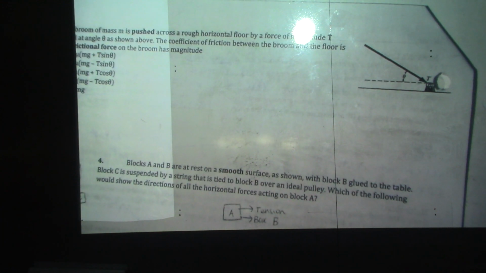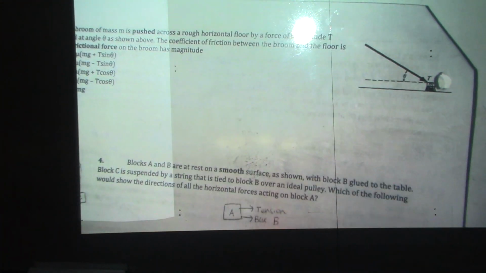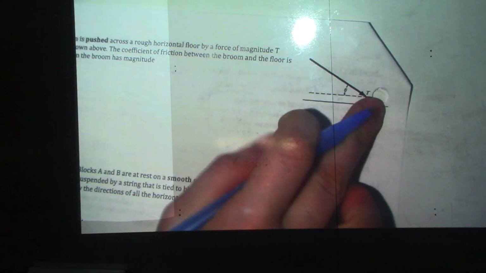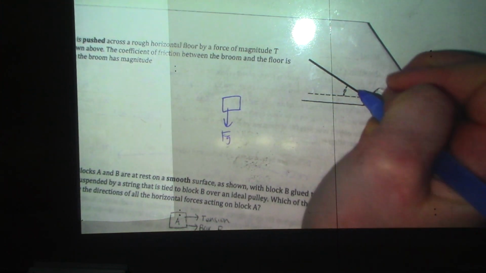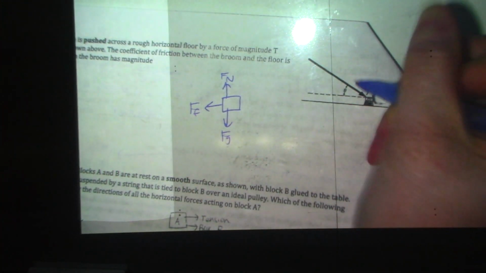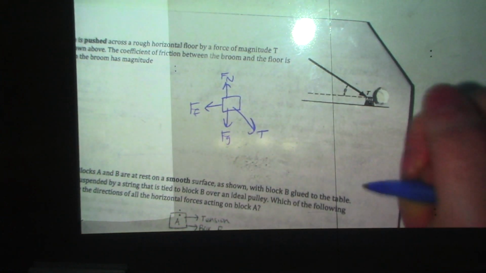We've got a push broom pushed across a rough surface. Again, that means we have friction. And the broom itself is pushed with a force of magnitude T. The coefficient is mu, and I want the frictional force. So let's first of all draw our free body diagram. I've got Fg, I've got friction going to try and go against, I've got my normal force, and I've got this T pushing down to the right.